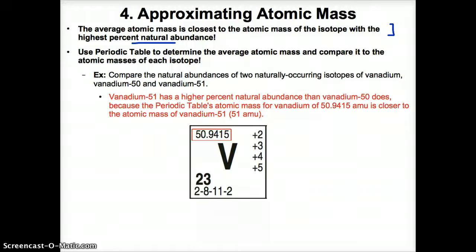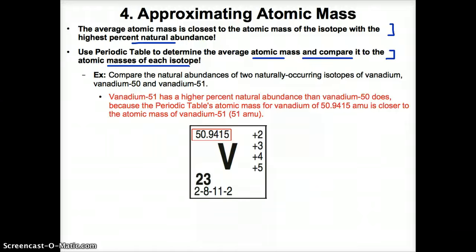Also here, when you're approximating average atomic mass, use the periodic table to find the average atomic mass and then compare it to the atomic mass of different isotopes to see which one is most abundant. Whichever whole number it's closest to tells you which isotope is most abundant.